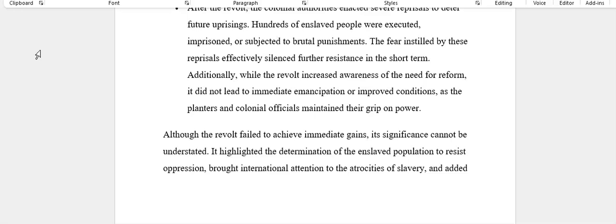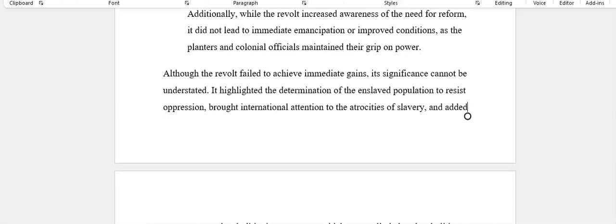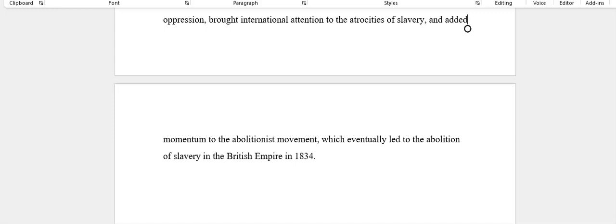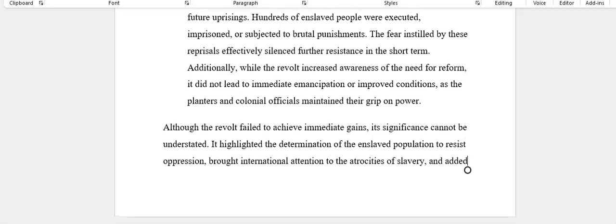So, although the revolt failed to achieve immediate gains, its significance cannot be understated. It highlighted the determination of the enslaved population to resist oppression. It brought international attention to the atrocities of slavery, and it also added momentum to the abolitionist movement, which eventually led to the abolition of slavery in the British Empire in 1834.